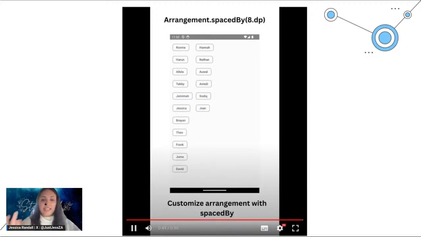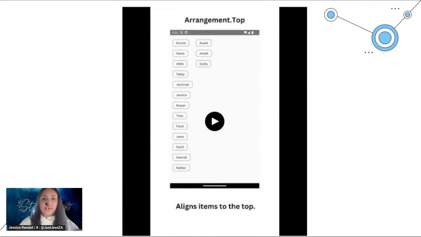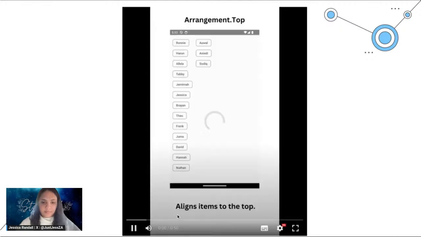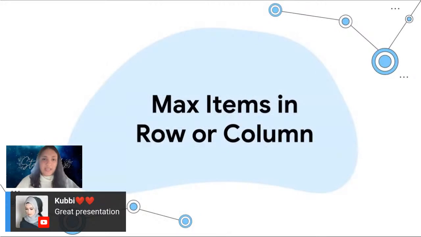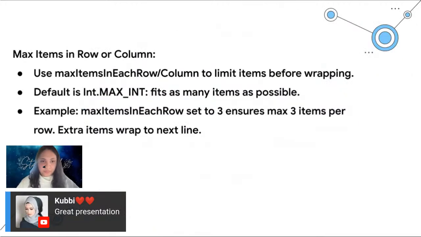Yeah, and that's the vertical arrangement in the main axis. And now we're going to discuss the maximum items in a row or column. So you use max items in each row or column to limit the number of items before wrapping.